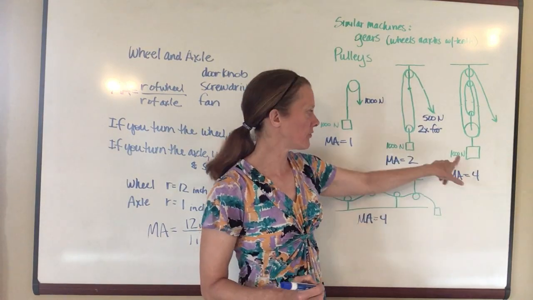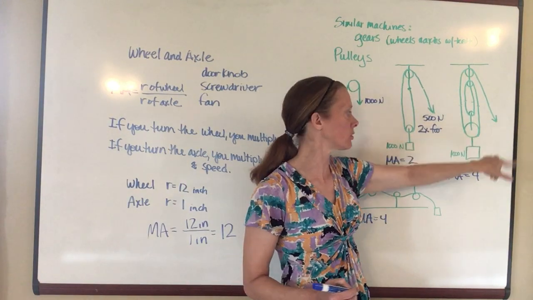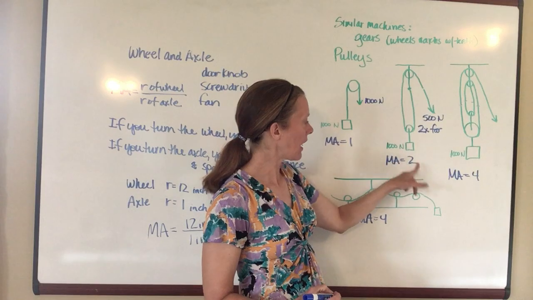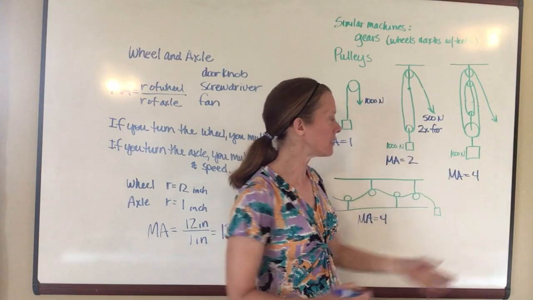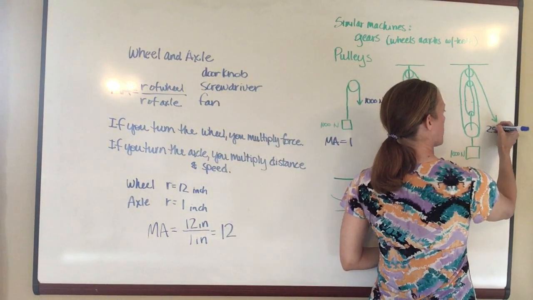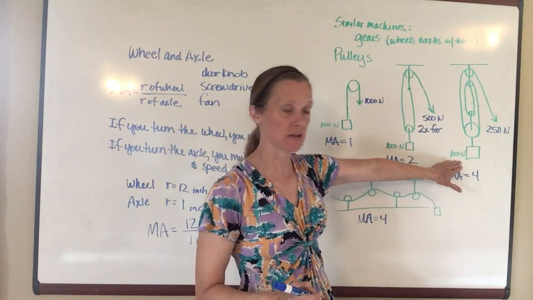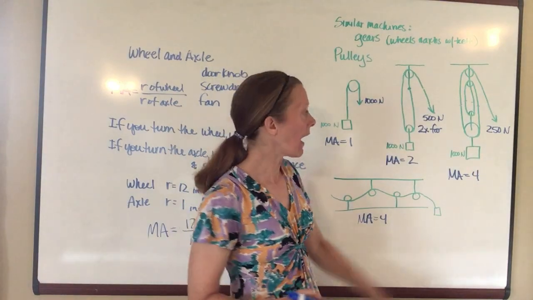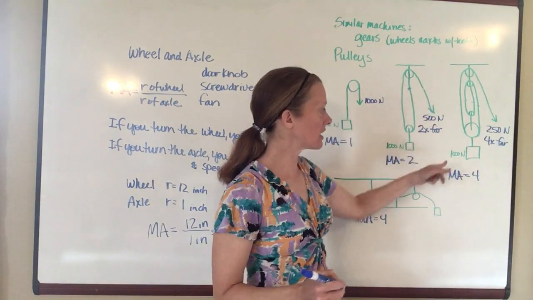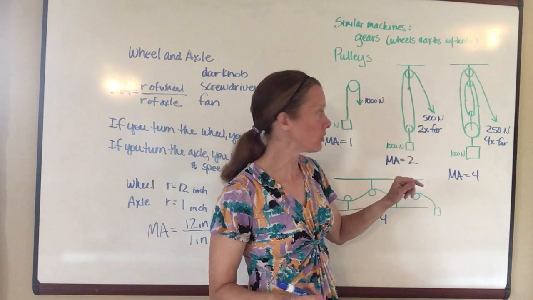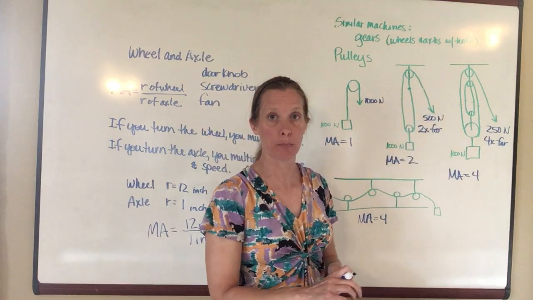So what do you think? If this is 1,000 newtons, how much force am I going to have to pull with in order to lift this? Well, over here, I took the mechanical advantage and I divided, right? So if I take 1,000 and divide it by 4, that means that I only have to pull with 250 newtons of force to lift this 1,000 newton weight. Okay. However, I'm going to have to pull 4 times as far in order to get this lifted. So if I want to lift this up by 1 meter, I'm going to have to pull 4 meters of rope in order to get that to go up 1 meter.